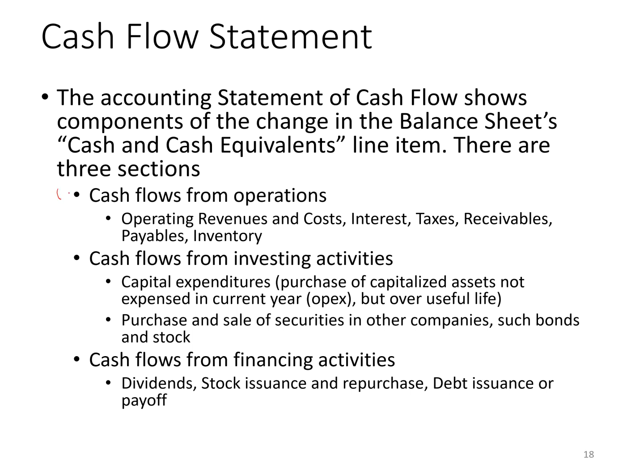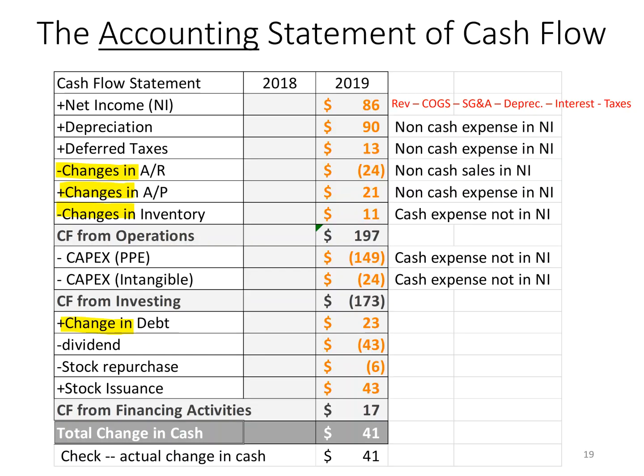It's broken up into three sections: cash flows from operations, cash flows from investing, and cash flows from financing. Cash flows from operations, we'll start with that one. Here's the statement of cash flow for this organization that we've been looking at. So we're going to first get cash flows from operations. What we're going to do is start with net income. In 2019, this corporation had $86 in net income. But again, I'm looking for cash flow, not profits.